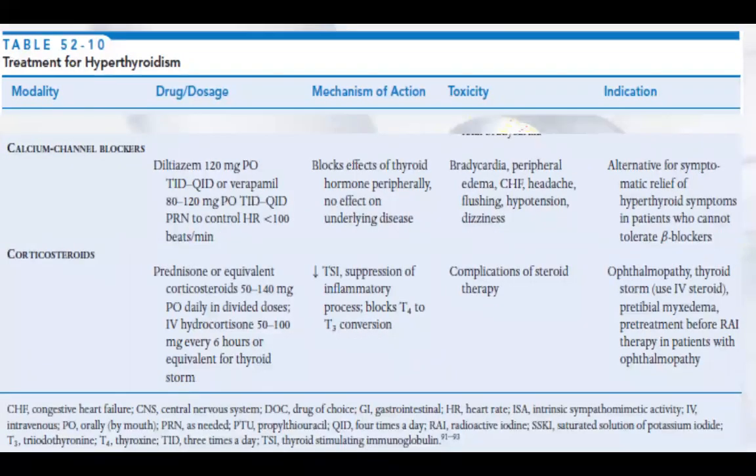For further treatment of hyperthyroidism you can have calcium channel blockers. Diltiazem can be used, 120 milligrams orally. And in the last, corticosteroids can also be added, with prednisone or equivalents. Corticosteroids 50 to 140 milligrams orally can be given in divided doses. You can read its mechanism of action, its toxicity and indications for treatment of hyperthyroidism.